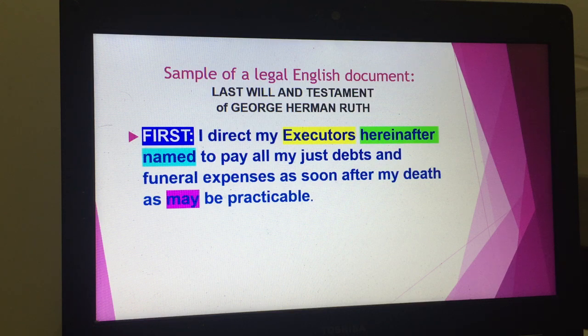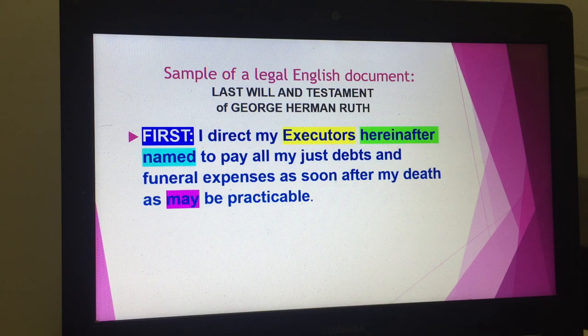May be practical. The word may here means it's not should or shall be practical. Shall be practical means it's obligatory, it's binding. But may means they have the right to do it whenever they are able to do it, practically speaking, when it's practically possible for them to do. And here the word may has got the element of yajuzu, which means it is possible for them to do.